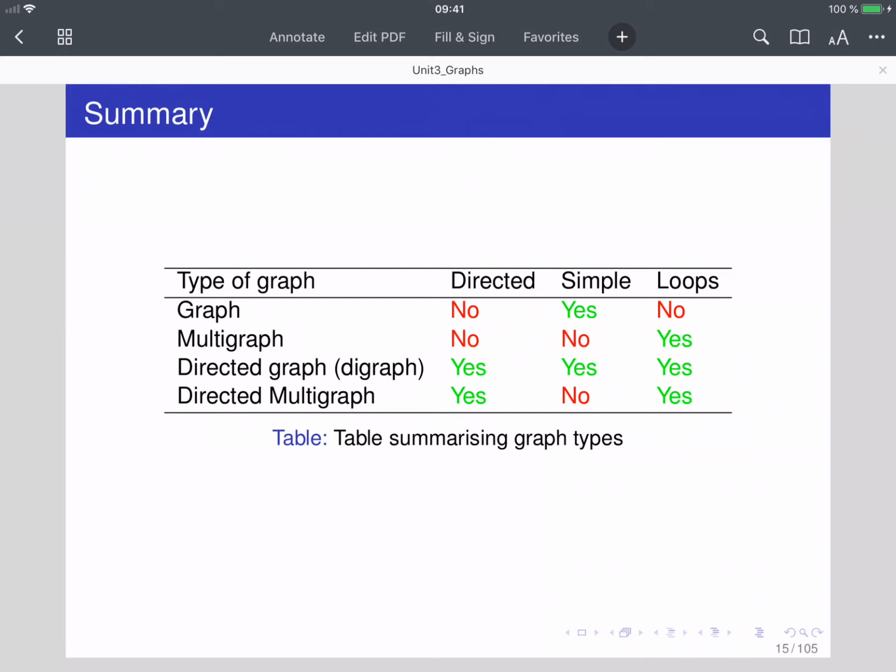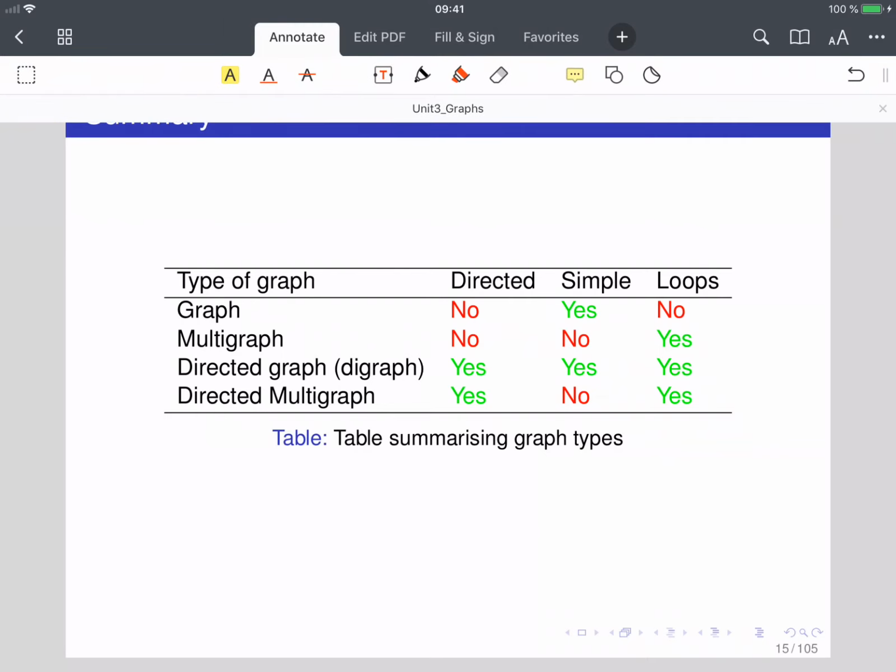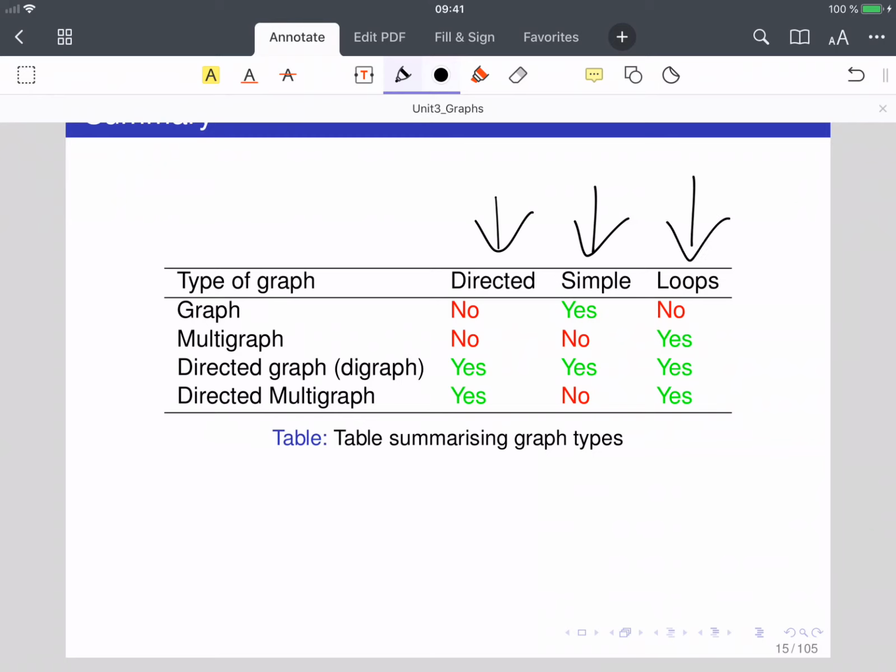And here is a table in which you can see the different properties of the graphs that we have defined. Here you can see that we have three different parameters that define the type of graph that we are working with: whether it is directed or not, whether it is simple or not, and whether it has loops or not. We are mainly going to work with what we call graphs and D-graphs, directed graphs, and we know that these are the graphs that are simple. We are mainly going to work with simple graphs.